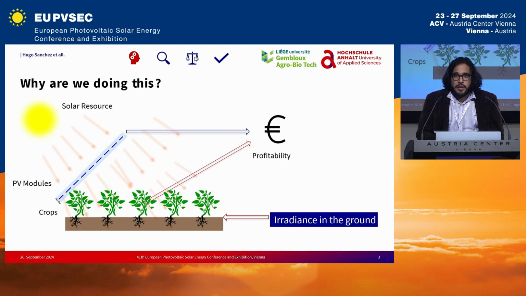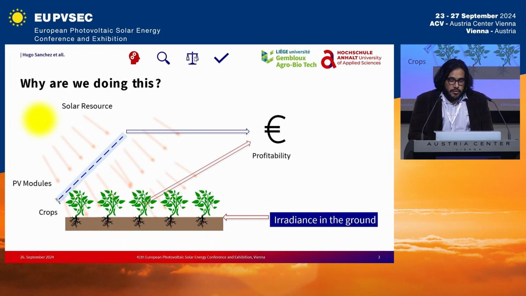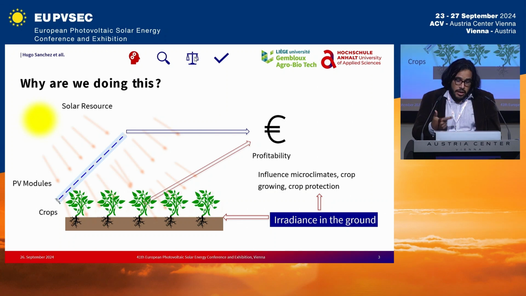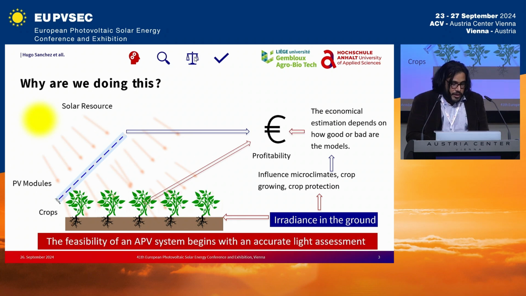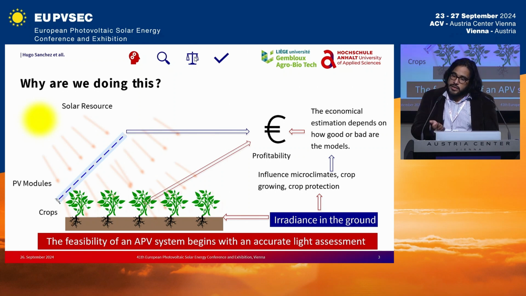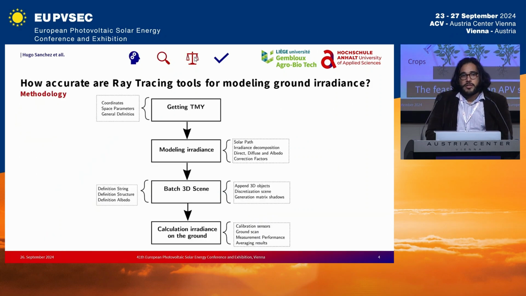And actually, this is the first step, because if we have accurate irradiance on the ground, it will be possible to go forward to more physical analysis in terms of microclimates, and also to understand the crop production, or, as well explained by my colleague before, crop protection and other things. The main point, to close the circle, is the economic estimation, or the tools, and the adoption will hardly depend on the accuracy, or how good or bad these tools are. So the first step to analyze the feasibility of agrivoltaic systems begins with an accurate light assessment. So that drives us to the first question.